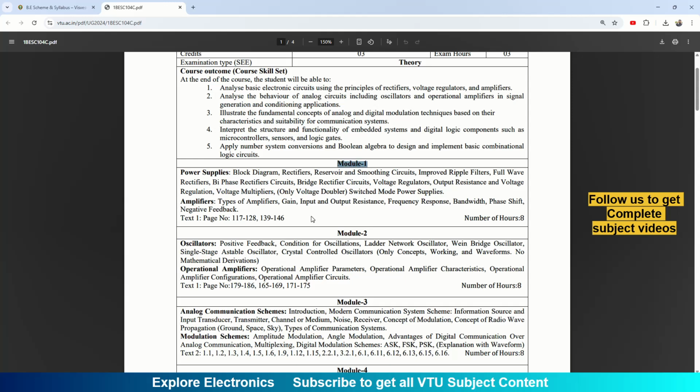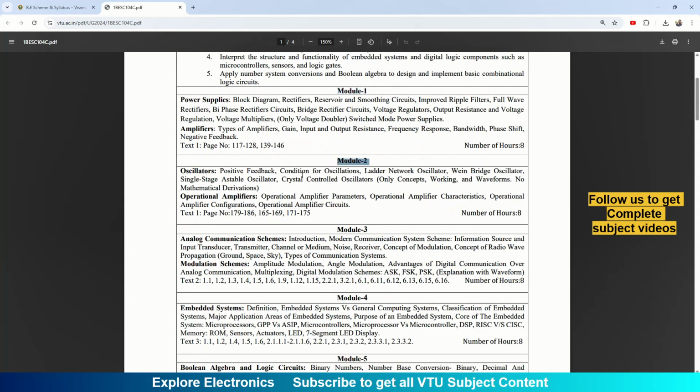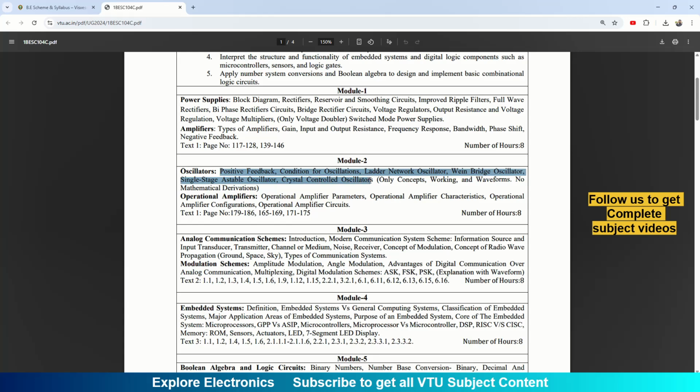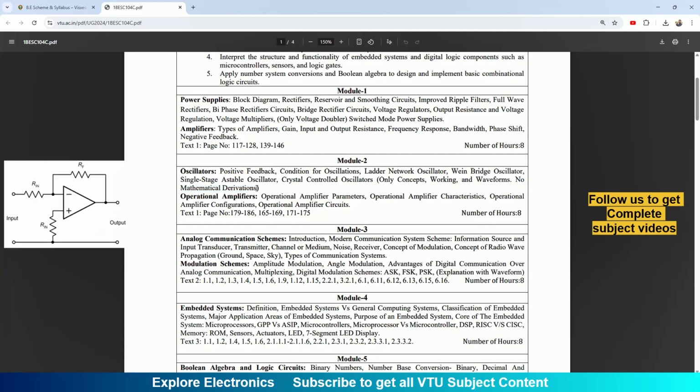This is module 1. In module 2, we have oscillators. After studying negative feedback, positive feedback and amplifiers, we are moving to oscillators. Here positive feedback is studied, the condition for oscillation, and how oscillations are generated using the ladder network oscillator, Wien bridge oscillator, single stage astable oscillator, and crystal controlled oscillator. Here only concepts will be there. We need to understand the working, waveforms, and how they actually work. But there are no mathematical derivations with respect to oscillators.